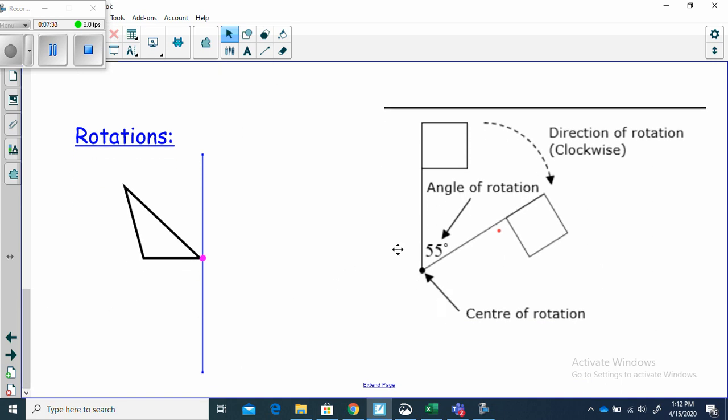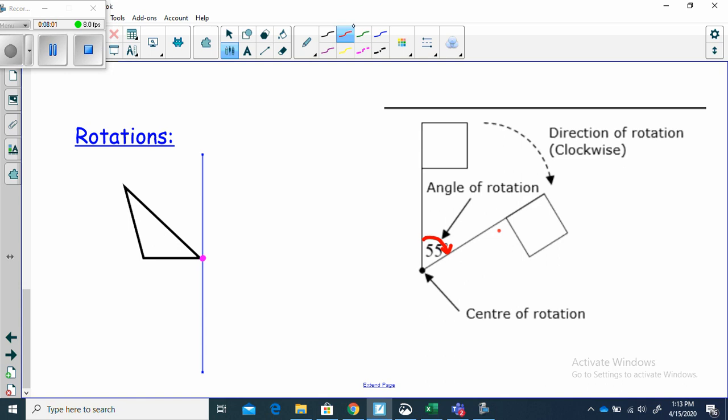Now let's talk about a rotation. First, let's look at this figure. When we talk about a rotation, we're rotating something around a point. In this case, we're rotating it around this point right here, and we're going to do a 55-degree rotation. We want to rotate this 55 degrees. See, and it shows us we're going this direction with it, 55 degrees.